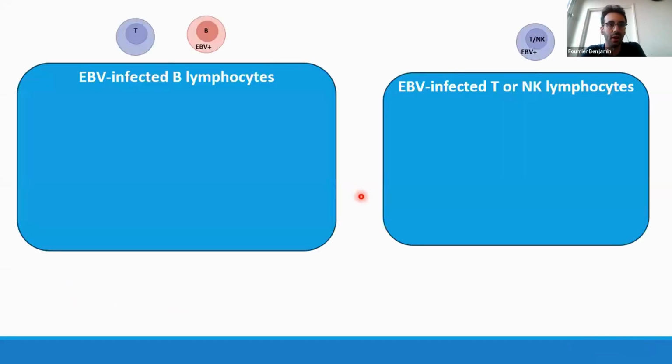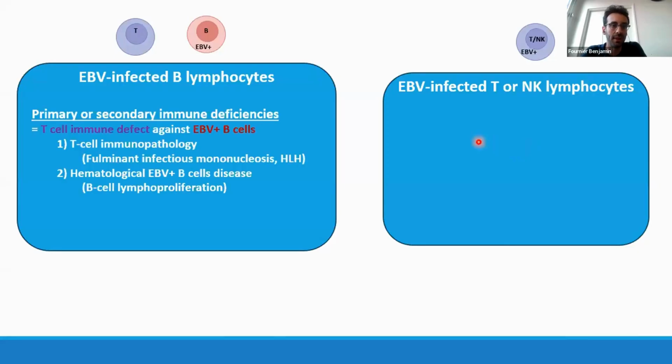So here we can see on the left side, I will talk about EBV-infected B cells, and here the T cells are also involved in the clinical phenotype of the patient. On the right side, you will see EBV-infected T cells, and here it's mostly only T cells or NK cells that are involved.